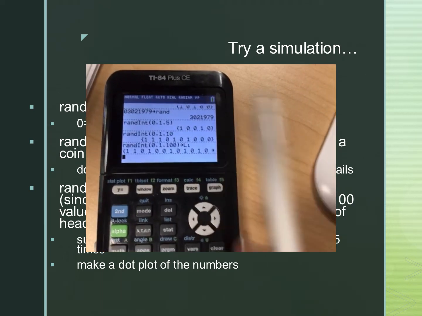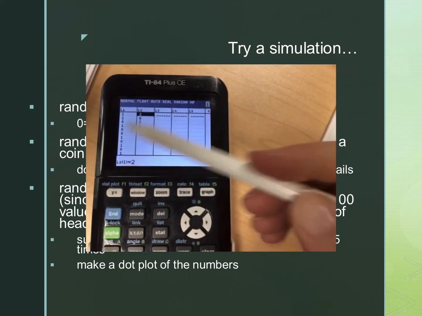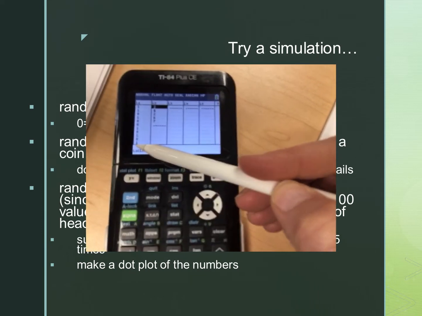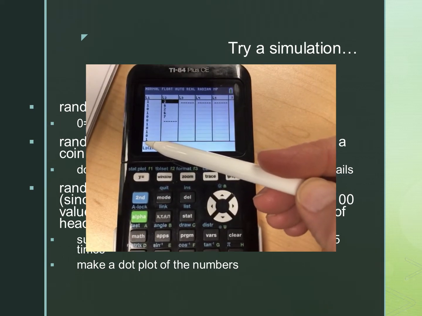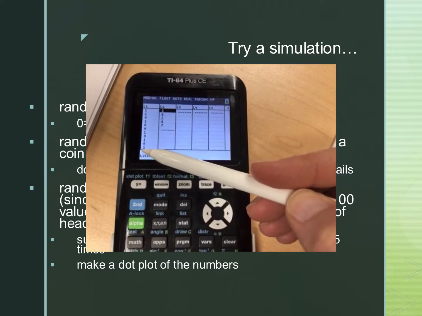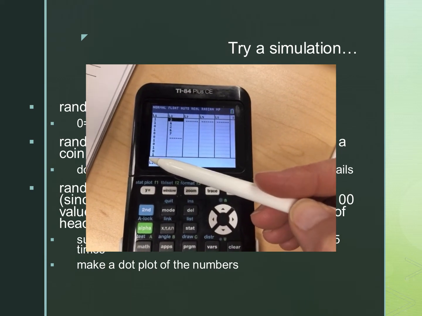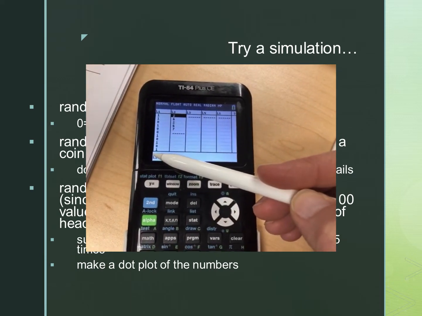Go to your list. What do you see? 1s and 0s in my list 1. So that's easier to count, right? No, I got a shortcut for that too. Okay, we still don't really want to do that many times, right?